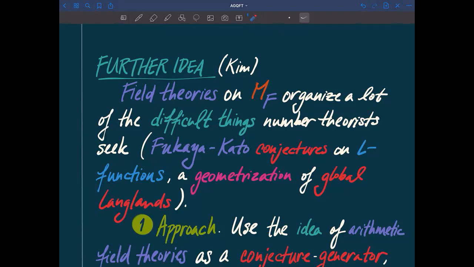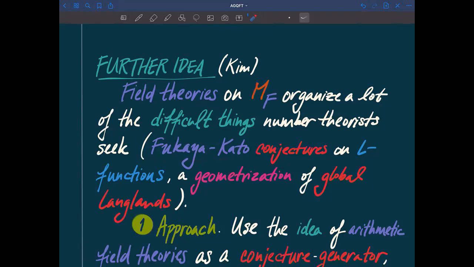So one of the things that appears in Kim's first paper about this is these conjectures of Kato and Fukaya-Kato on L-functions. The idea there is that an L-function should really be thought of as a section of a certain determinant bundle over the moduli stack of constructible sheaves on Spec OF. And if you have access to something like that, then a lot of important conjectures of number theory follow.